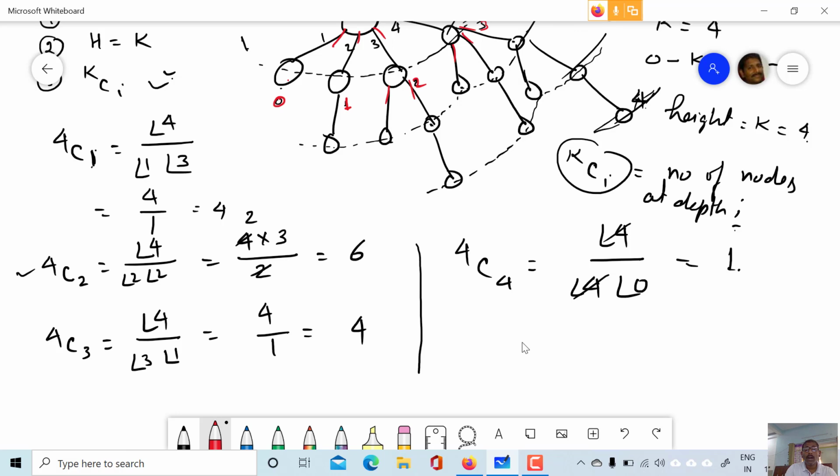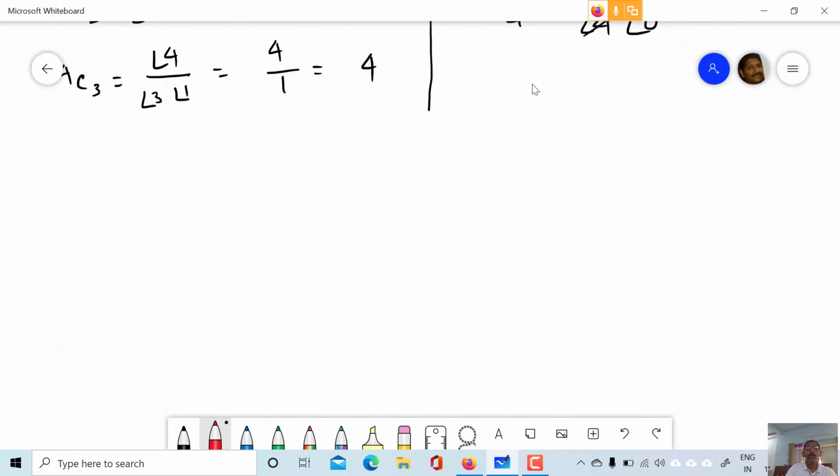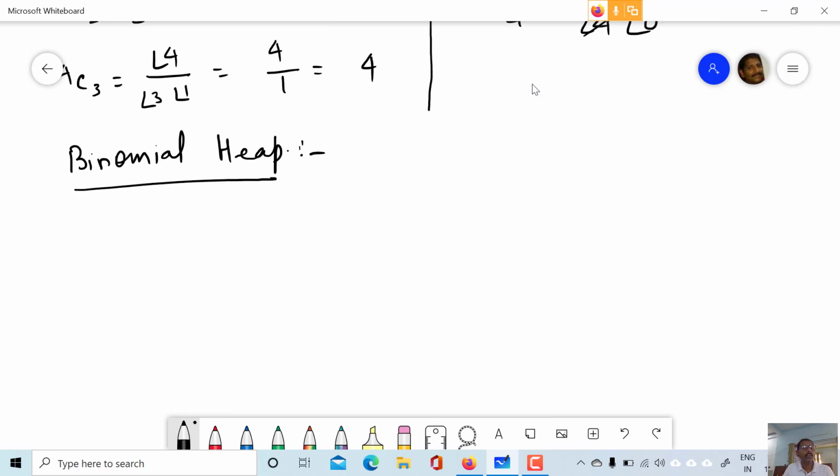Now the next thing is how to create a binomial heap. Till now you have learned about the binomial tree, and now you are going to learn the binomial heap. A binomial heap is a set of binomial trees that satisfies the binomial heap property. It is a set of binomial trees, that means more than one binomial tree is there in a binomial heap, and each binomial tree will satisfy the binomial tree property. If it is a binomial heap, then it will satisfy the binomial heap property.